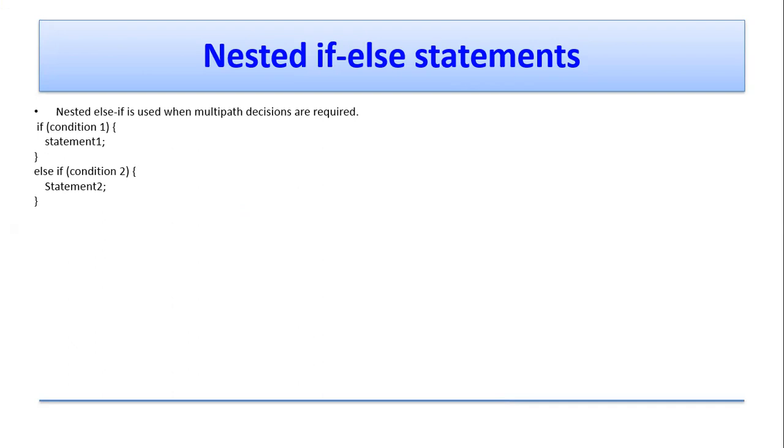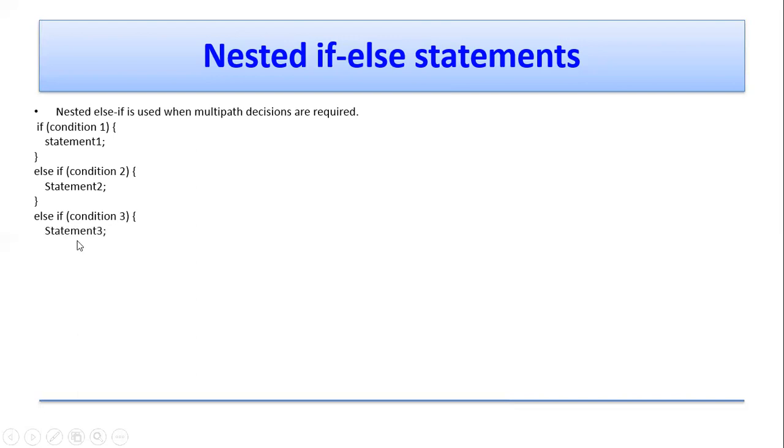Say block number 2, or we call it statement 2. A statement may be one statement or a number of statements. So if this condition number 2 is false, then I'll move to the next condition. That is else if, then I can have another condition, condition number 3.